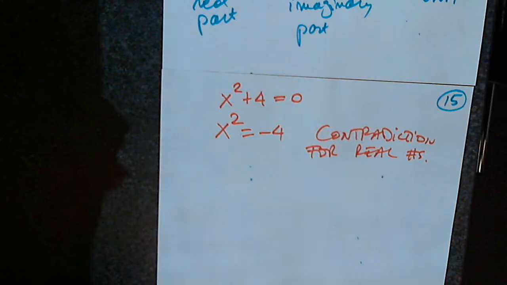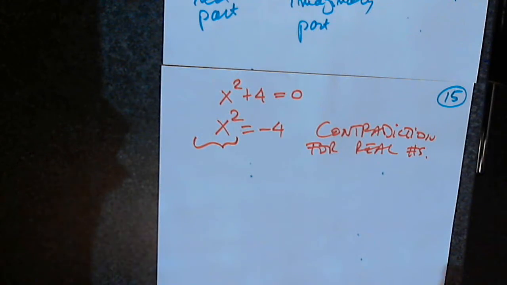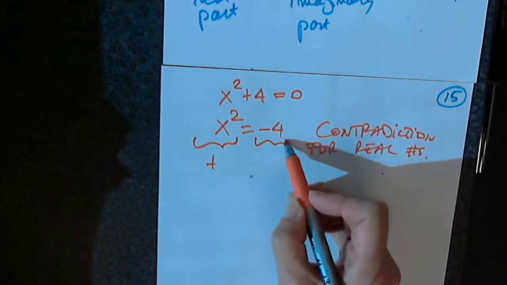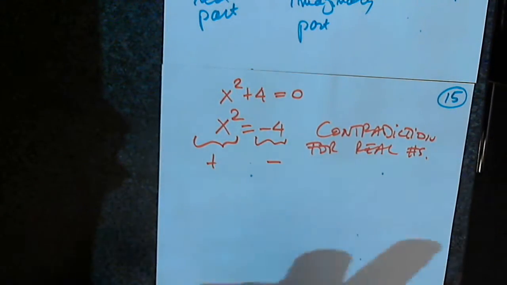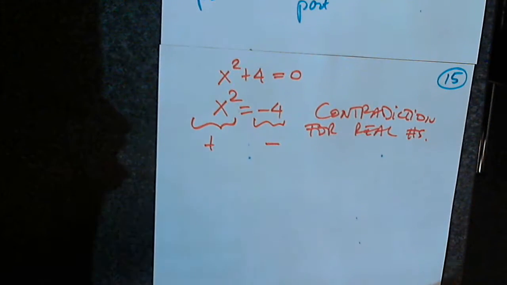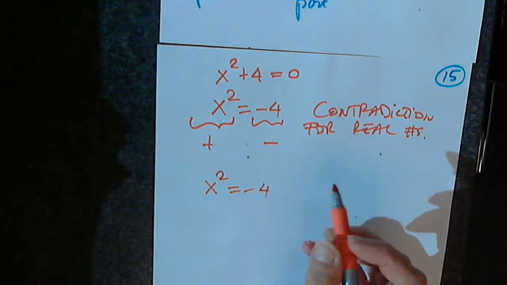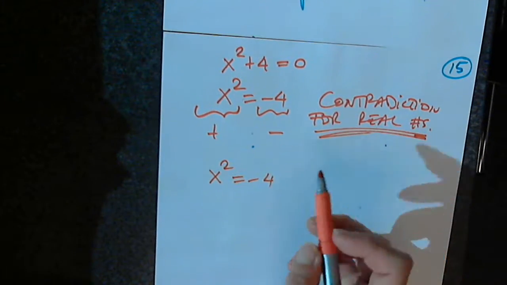It's because this part is always what type of number? Positive. And this number is negative. So I am telling you that a positive number equals a negative number. Would you accept that? No, you can't accept that. So bear with me, and now let's take the square root. So we have x squared equals negative 4. We know it's a contradiction for real numbers.